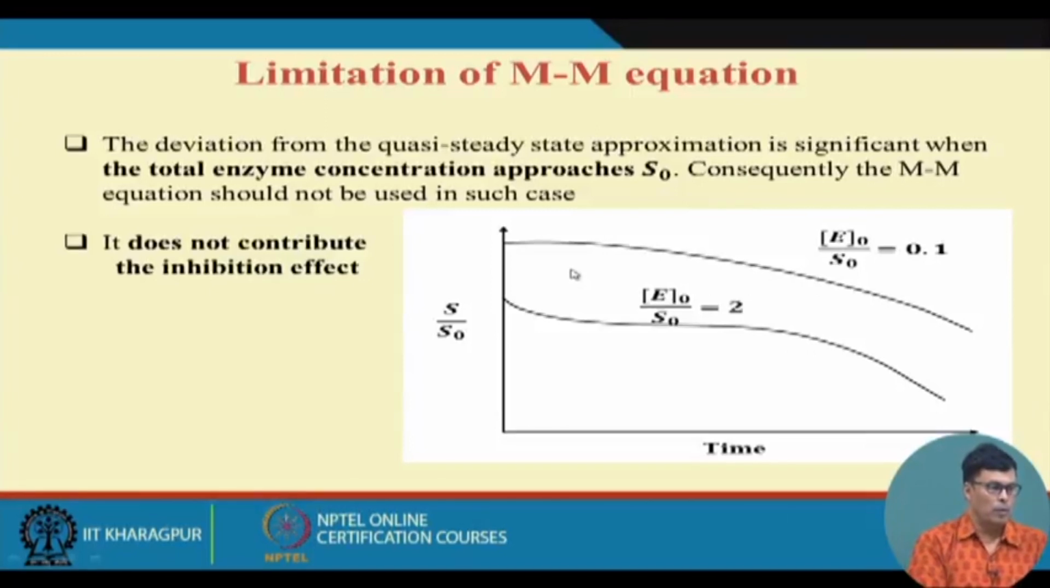Now what Briggs and Haldane pointed out is this quasi steady state. What is steady state? I told you the steady state condition. That is when the rate of forward reaction is equal to the rate of backward reaction, and that is possible when the E0 by S0 value is 0.1. But quasi steady state condition means tends to steady state, not exactly steady state, but approaching towards the steady state. So this is the thing that we have.